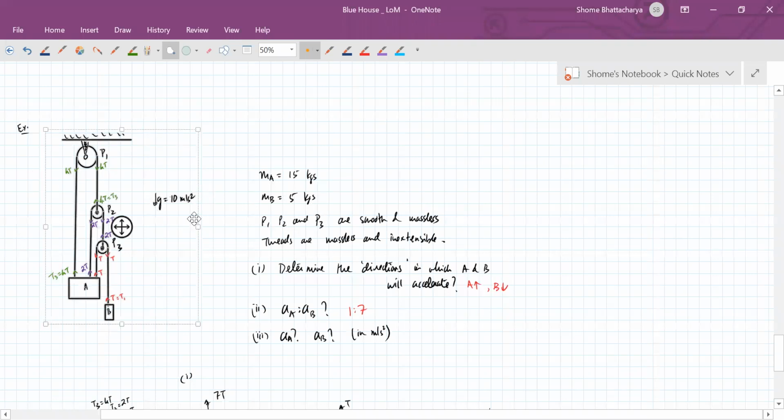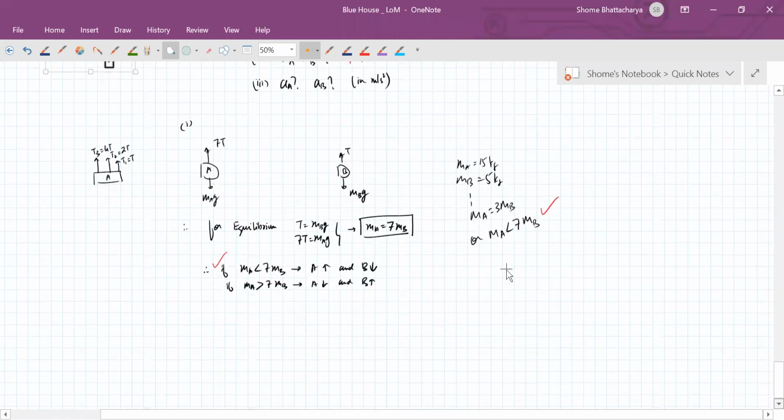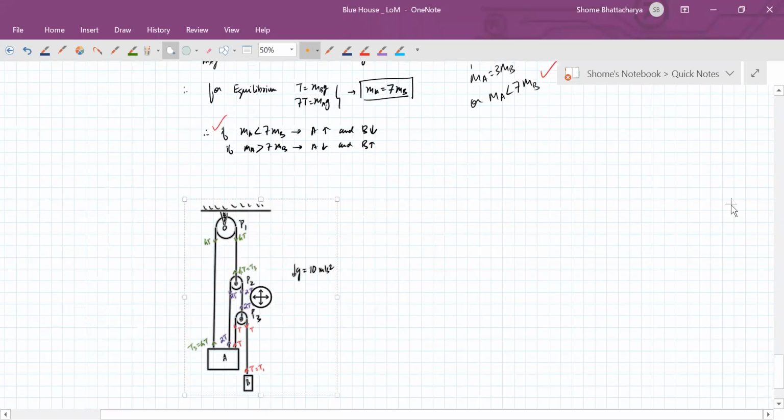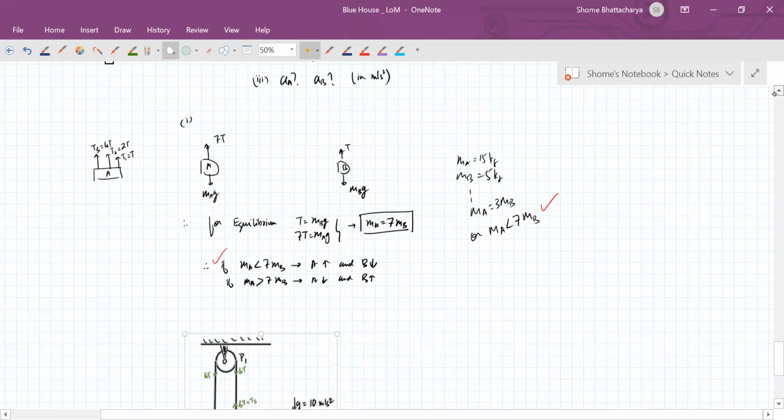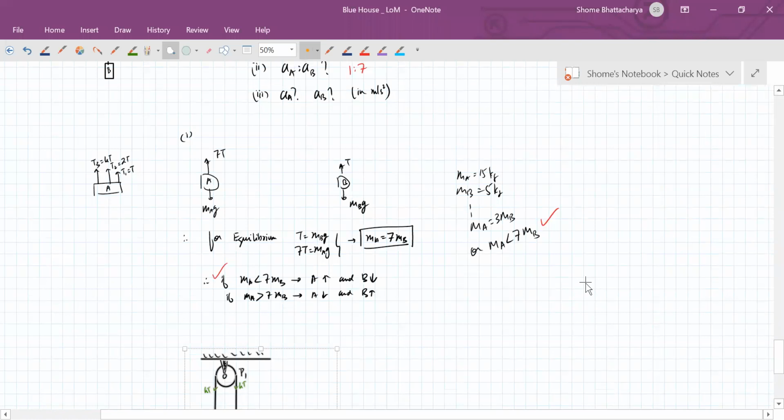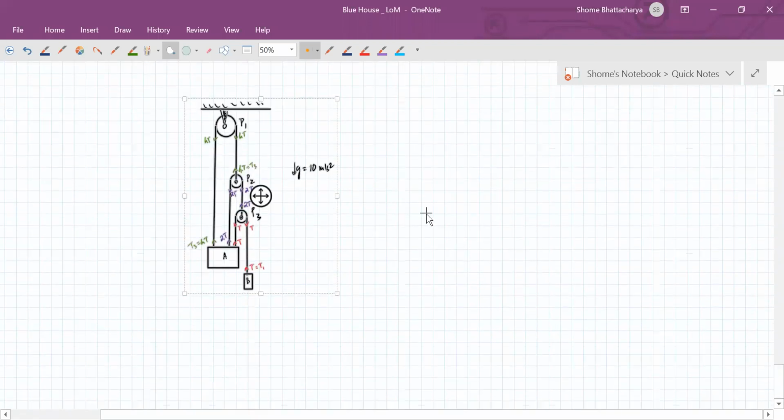Okay, so now additionally in this diagram, we know that because of these masses taken 15 and 5, A will be accelerating upwards, B will be accelerating downwards. So apart from this, we also know that okay, so let us move on now to the constraint relation, second part of the question.